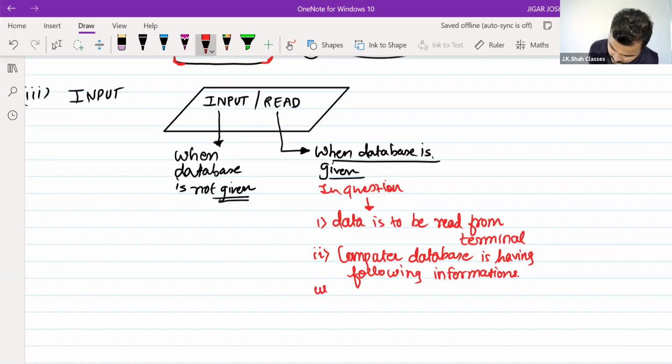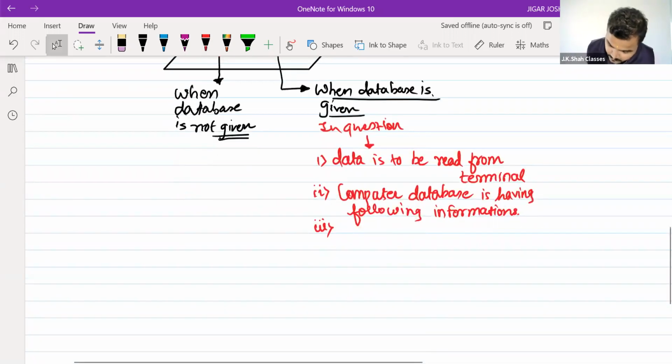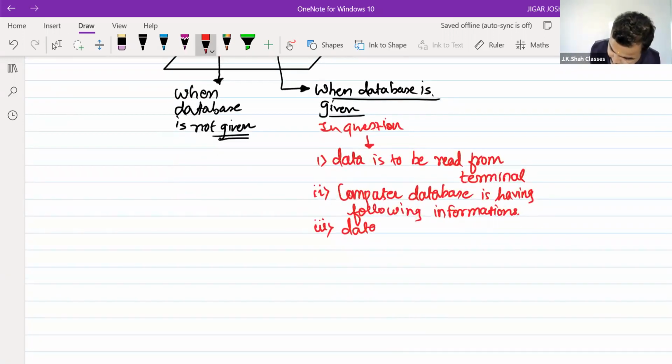Third one, database contains following details.